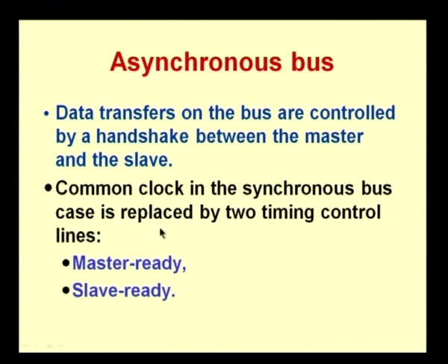So, in general we refer to the two devices as master and slave, and when we talk of an asynchronous bus, we do not have a common clock as in the case of a synchronous bus. In the case of a synchronous bus, we have a common clock and all timing is decided with respect to that common clock. Whereas, in an asynchronous bus, instead of that common clock, what we actually have is two timing control signals, one called master ready and one called slave ready.